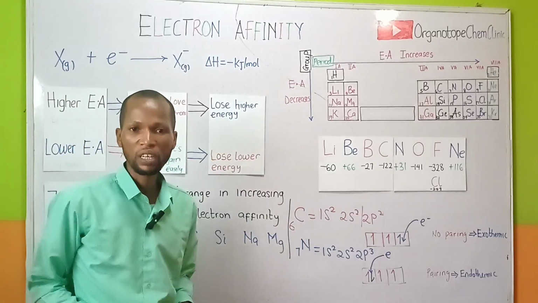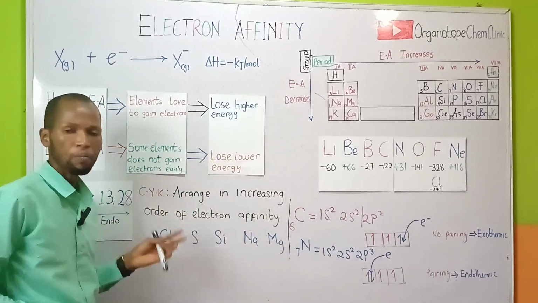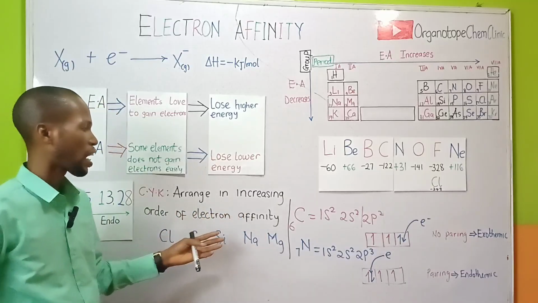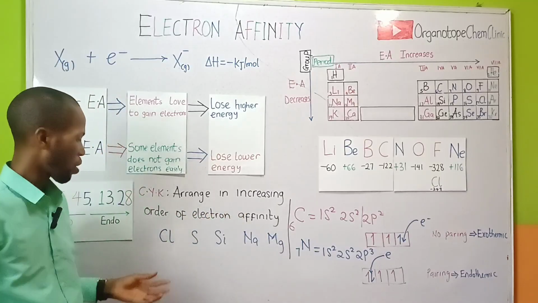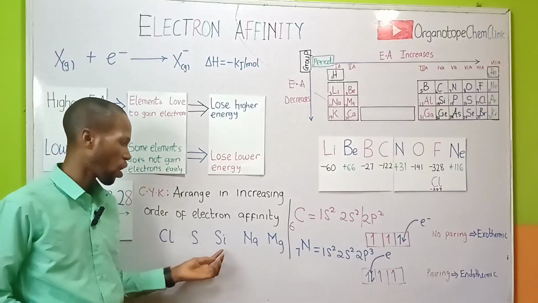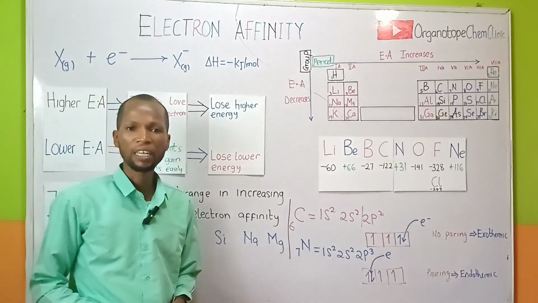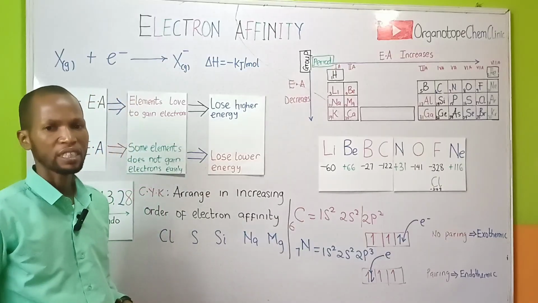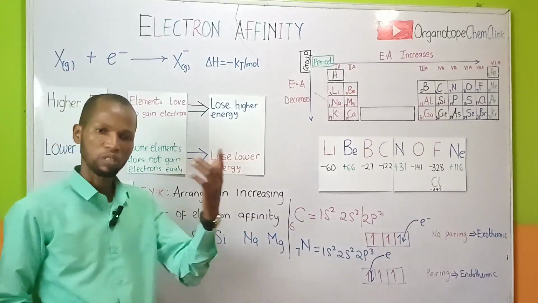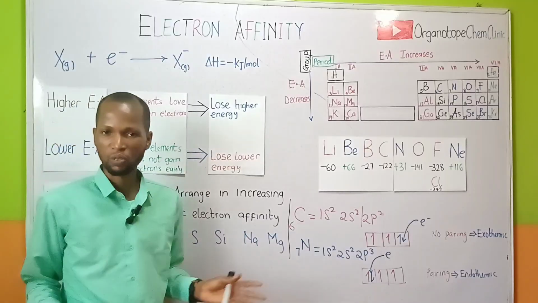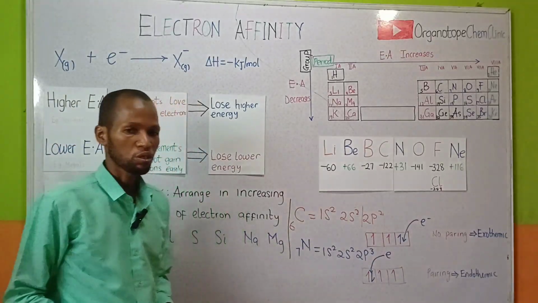Now let's take a quick example right here from our CYK check your knowledge. Arrange in increasing order of electron affinity. We have chlorine, sulfur, silicon, sodium, and magnesium. We are to arrange in increasing order of electron affinity, that is from the lowest to the highest. So feel free to pause the video while you attempt this question. So let's solve the question together.